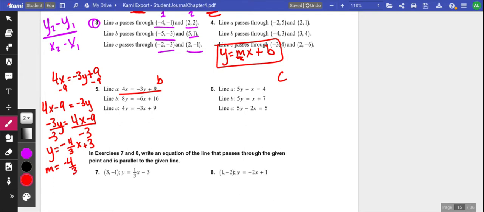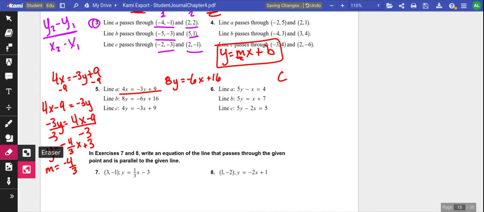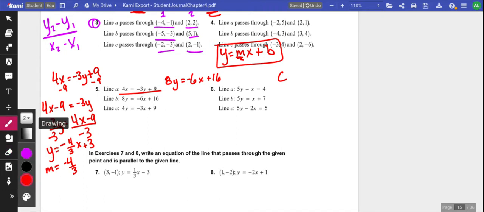Now I need to go for B and C to find what slopes I get for those. So let's do, we've got 8y is equal to negative 6x plus 16. Right? This one is a little bit simpler because I've already got my y term isolated here on one side of my equation. I just need to get rid of that 8. Okay, so I'm going to divide each side here by 8.